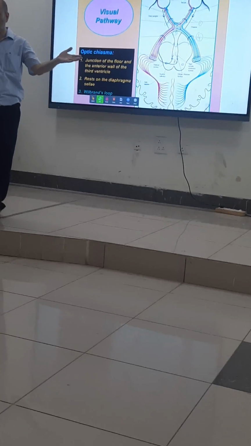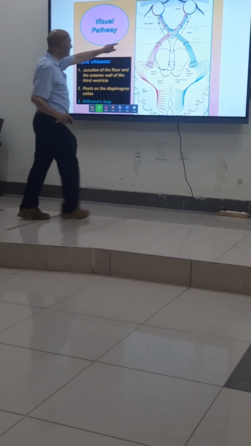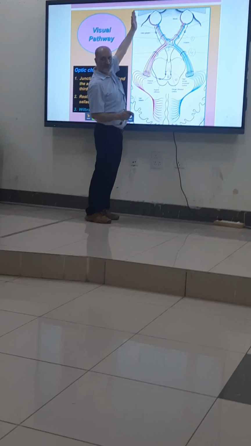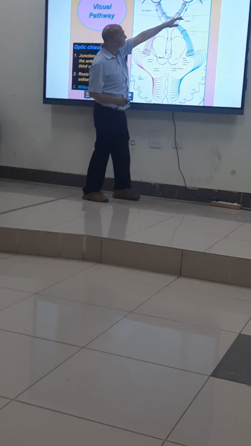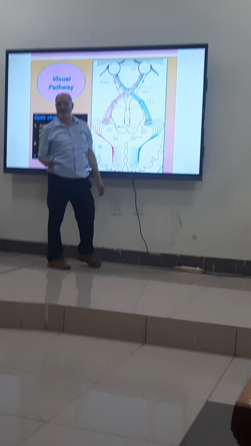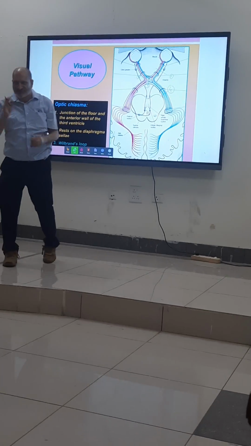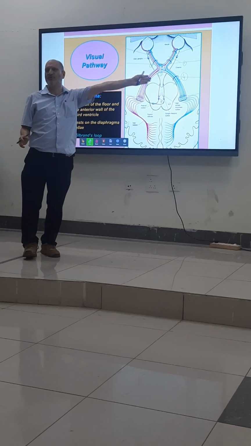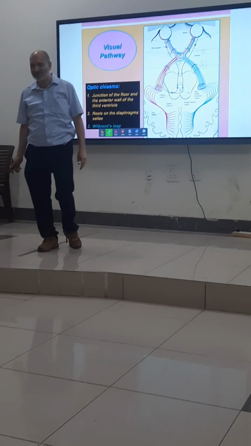Temporal field. Okay. Suppose these fibers come from here, nasal fibers. They will represent the temporal field here. And here they represent the temporal fibers. They will represent the nasal field. So ipsilateral there will be nasal field, and contralateral there will be temporal. Simple. I have made it simple.